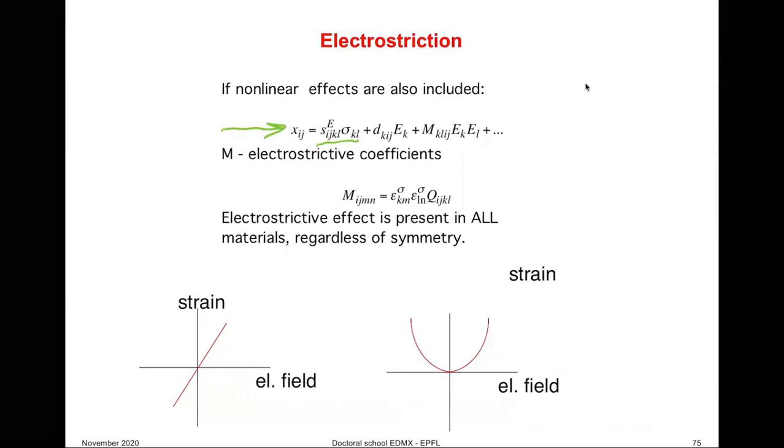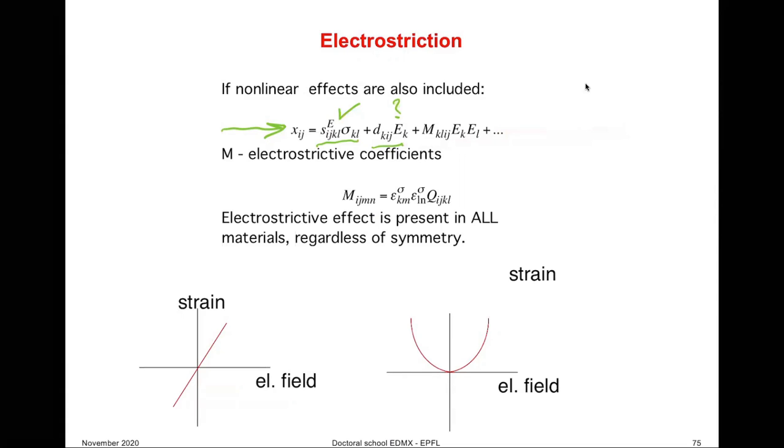So to summarize, strain can be obtained in a material by applying a pressure, Hooke's law, by applying an electric field, piezoelectric effect, and this of course is possible only if the material is non-centrosymmetric. So this term is always present. This one is not if the material is centrosymmetric. And finally, we have the electrostrictive effect, which is present in all materials. And then we can continue here with yet higher order terms with E cubed and so on.